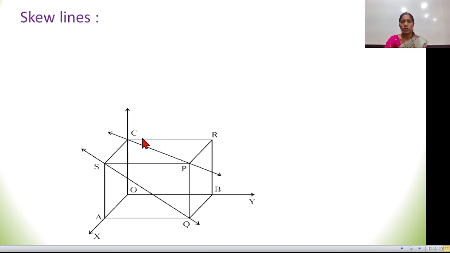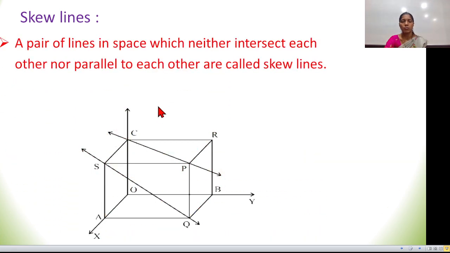We know the definition of coplanar lines. Coplanar means the lines lie in the same plane, or in parallel planes. But these two lines lie in different planes, so they are non-coplanar. So the definition of skew lines is: a pair of lines in space which neither intersect each other nor are parallel to each other are called skew lines.